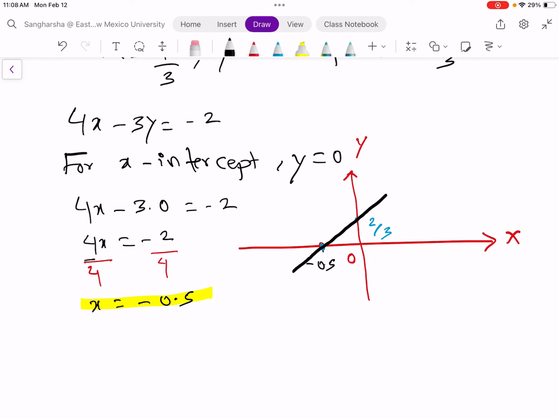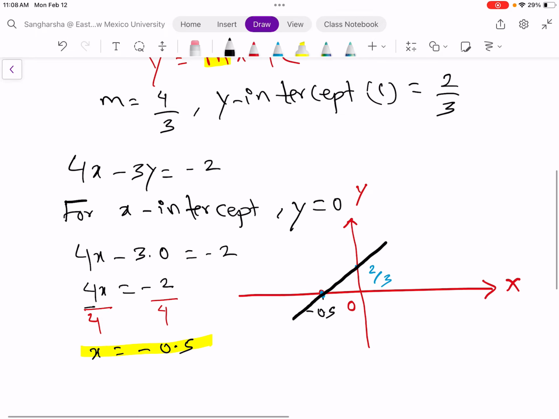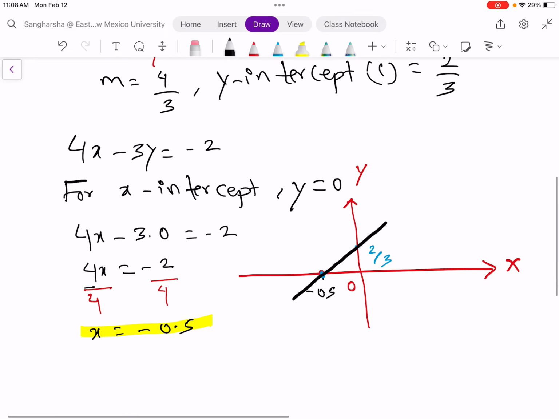Or you can use the slope, okay? So if you want to use the slope, you can use 4/3. So you move right 3 and go up by 4 units. So you can use the slope concept. Okay, so this is one you should know. You will be given a line, and you have to rewrite it in slope intercept form, find the slope, find the y-intercept, and graph the equation, okay?